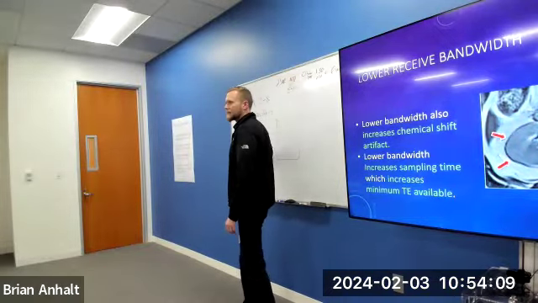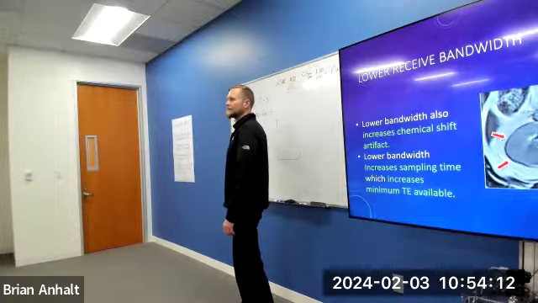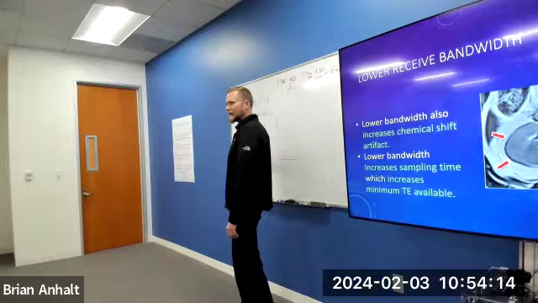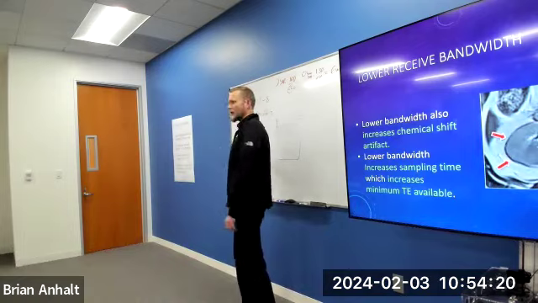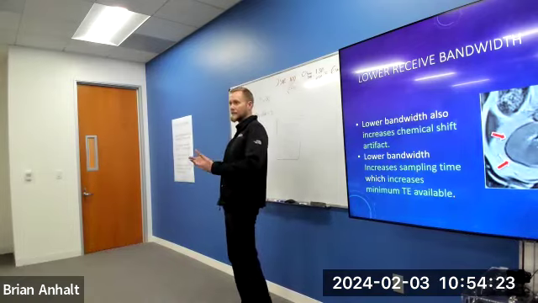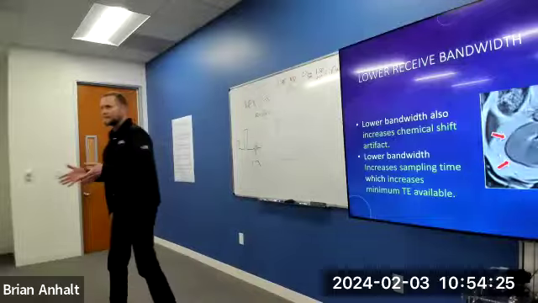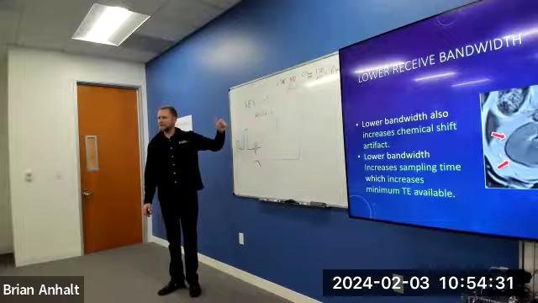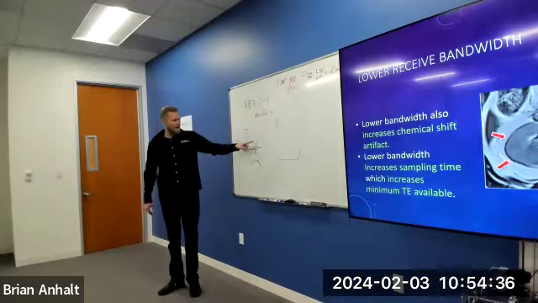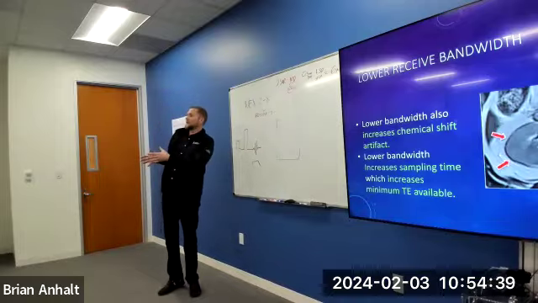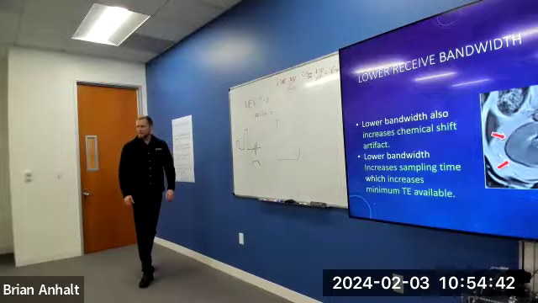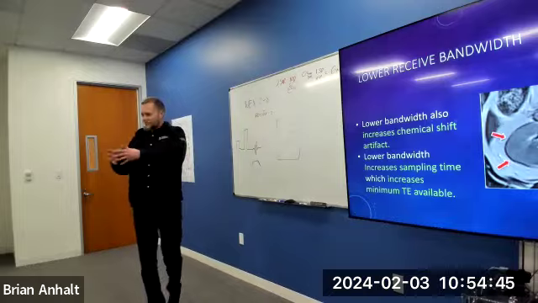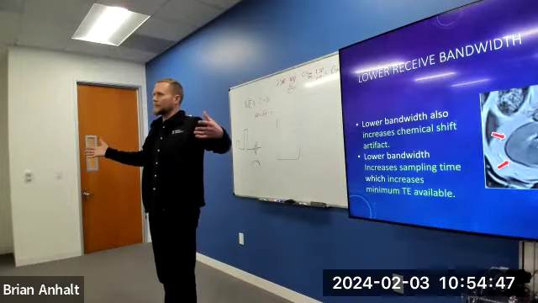Sampling time: we don't just sample an echo in an instant. We have to take time to sample the data. It takes time to collect an echo. That time it takes is called our sampling time. How long does it take for us to sample the data we need in an echo? So if I have a TE of 10, I'm not just sampling data at 10 milliseconds. I'm sampling a little bit before and a little bit after to collect all the data I need. The center of that echo is the TE, but I'm collecting data a little bit before and a little bit after that 10 milliseconds. With a lower bandwidth, it takes me longer to sample that echo. Sampling time increases.